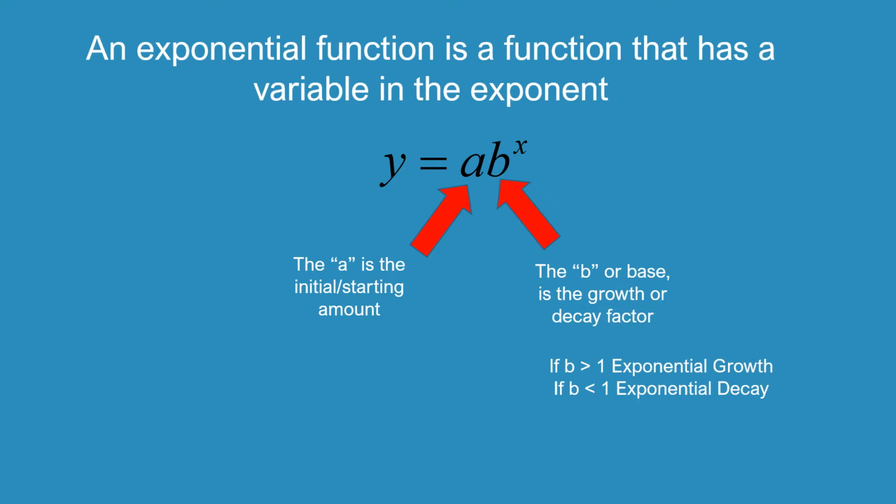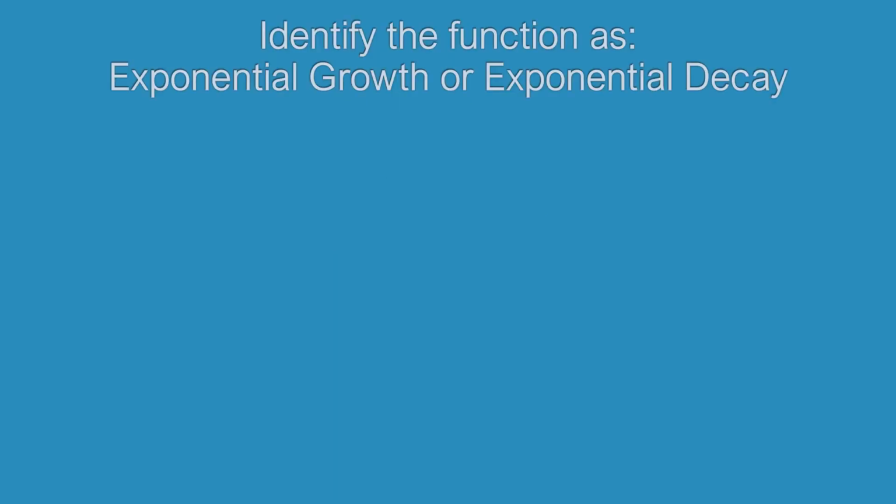function. If the b value is greater than 1, then it's considered exponential growth. And if the b value is less than 1, then it's exponential decay. So let's take a look at a couple of functions and identify them as growth or decay. So I have y equals 2 to the x. It's an exponential function because the exponent is a variable. That number that's being raised to the exponent is 2, so that's greater than 1, so this would be growth.